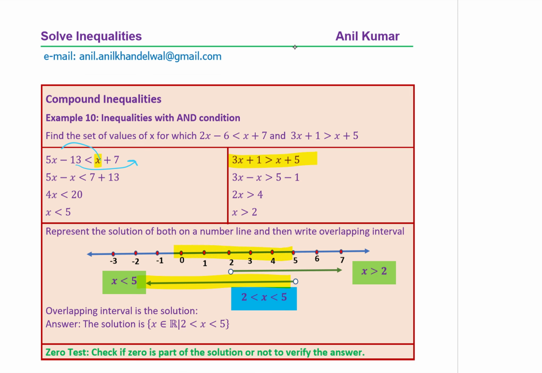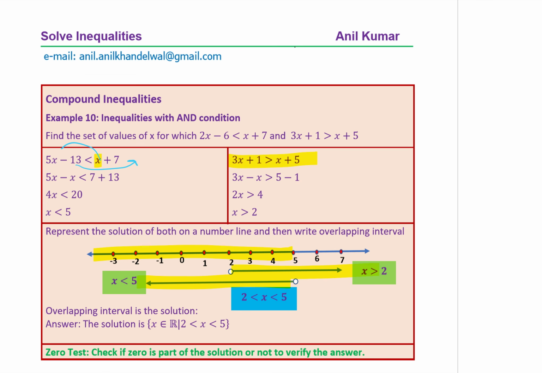Okay. Solving the other inequality. 3x plus 1 is greater than x plus 5. Bringing x on the left side, we have 3x minus x. 1 on the right side, 5 minus 1. 2x is greater than 4, x is greater than 2. So we get this as the solution for the second inequality.